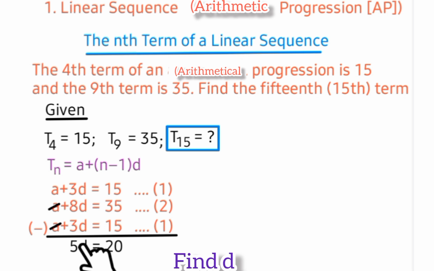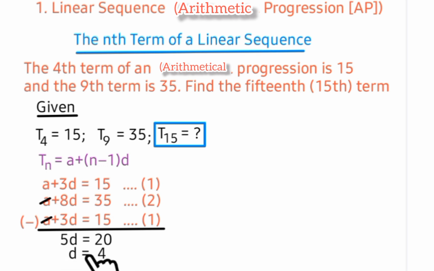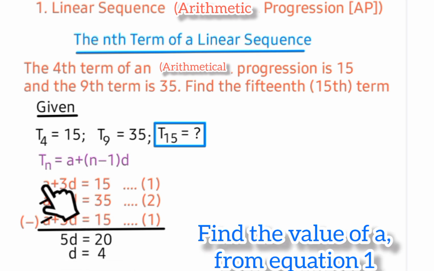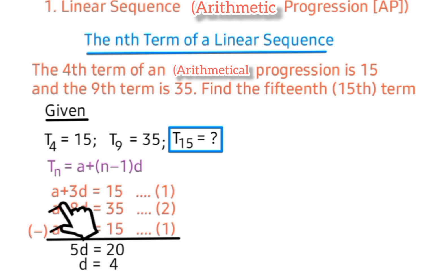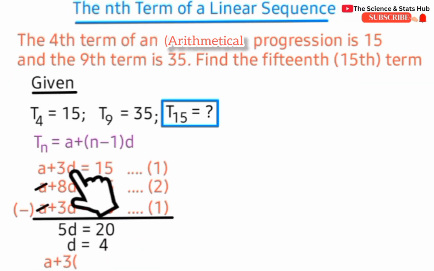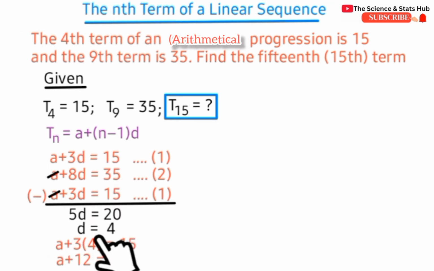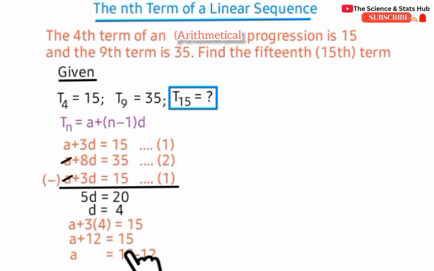Now let's find the value of d from this point. d will be equal to 20 divided by 5, which gives 4. Since we've gotten the value of d being 4, we could get the value of a from equation 1. Equation 1 is a plus 3 multiplied by d. Our d value is 4. So in place of d, we write 4: a plus 3 multiplied by 4 equals 15. Collecting like terms, we have a equals 15 minus 12, since positive 12 crosses to the right hand side and becomes negative 12. Therefore, a will be equal to 15 minus 12, which is 3.